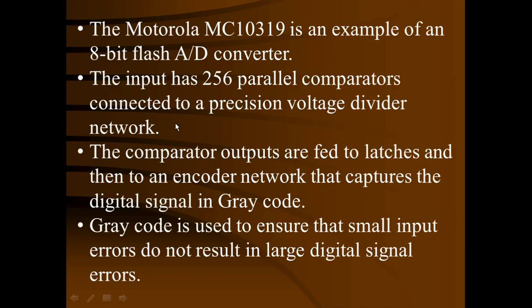The comparator outputs are fed to the latches and then to the encoding network that captures the digital signal into the gray code. Inside this IC there are 255 comparators, C1 to C255. Their outputs are fed to the encoding network, and the output of the encoding network will be 8 lines, which are given to the gray code.